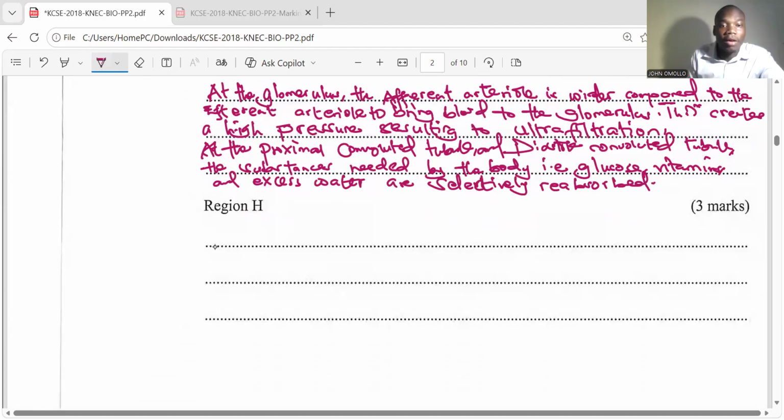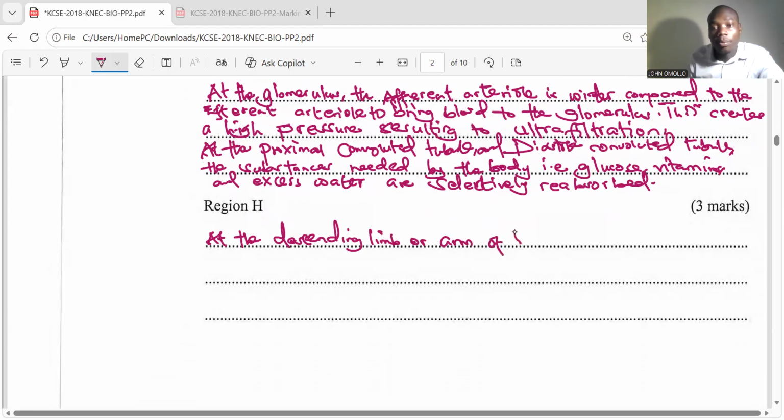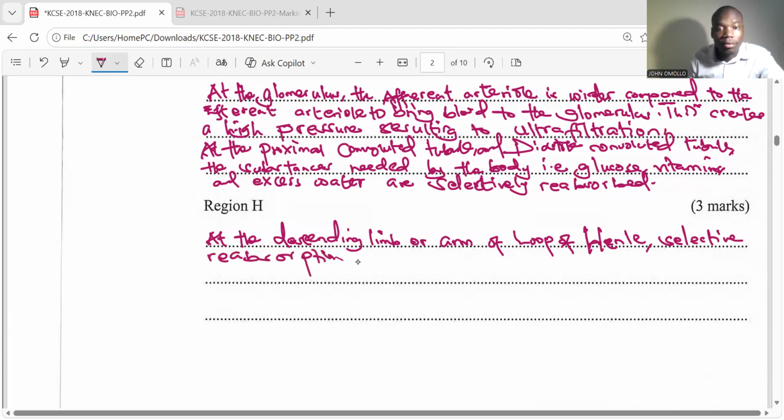Region H, we have said that at the descending limb or arm of the loop of Henle, remember it is always capital H, selective reabsorption of water takes place, full stop.